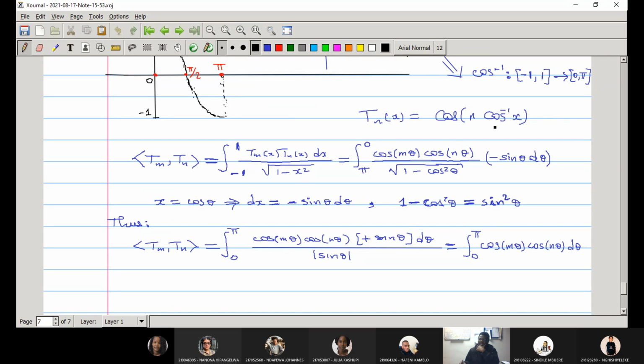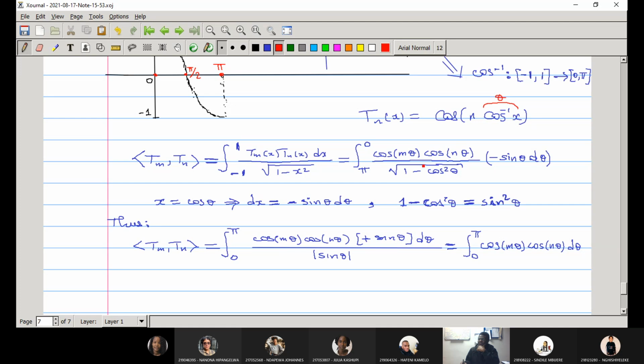Because remember that I can let this be theta, which is an angle. You see? Cosine inverse brings you to the domain of cosine. So it becomes an angle for cosine. So this is our theta. So we call all these theta. So that's what we have here.